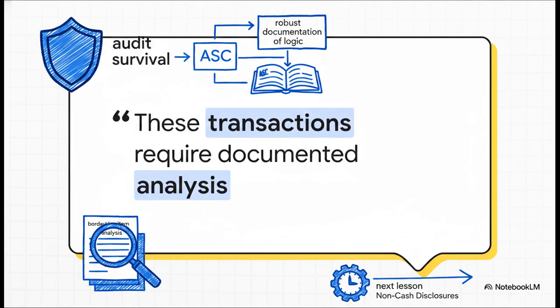Ultimately, knowing all these classification rules and presentation exceptions, that's really only half the battle. When you hit a borderline item, an undocumented decision is a defenseless decision. Robust documentation of your logic, tying everything directly back to the specific ASC references we've covered today, is absolutely your single best defense in an audit. Take these frameworks, apply them rigorously, and document your steps.